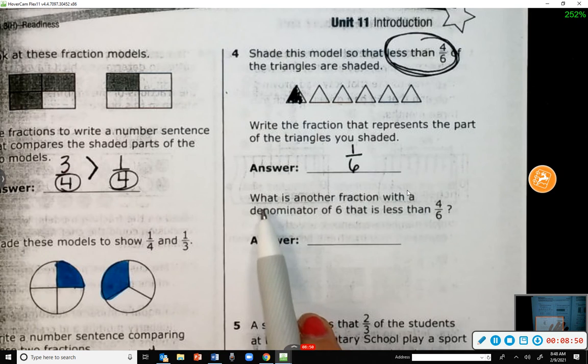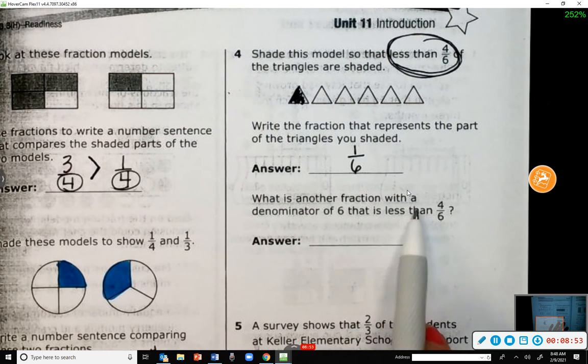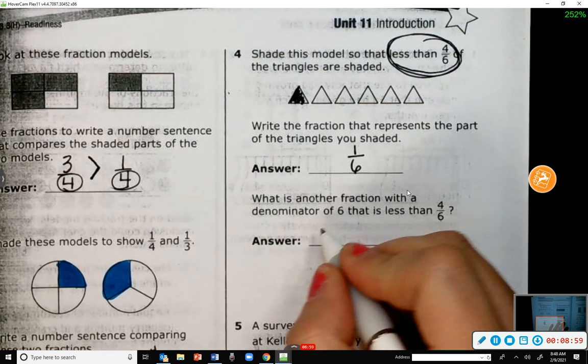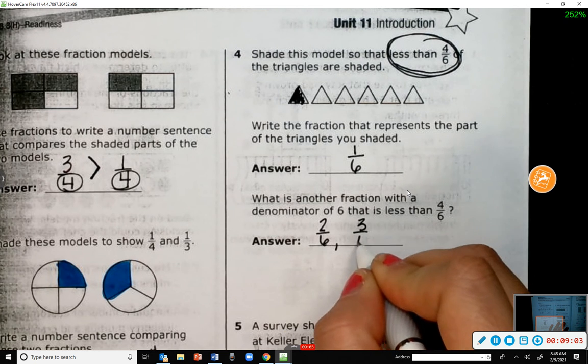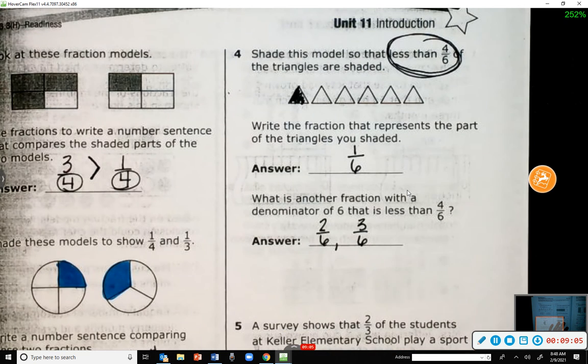Part 2 says, what is another fraction with a denominator of 6 that is less than 4/6? 2/6 or 3/6. Okay?